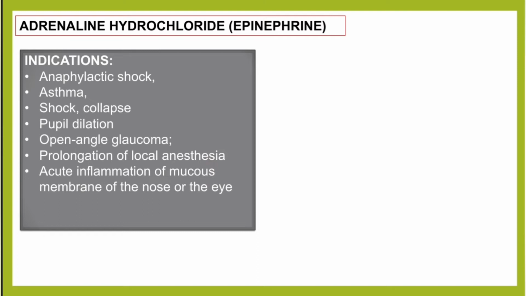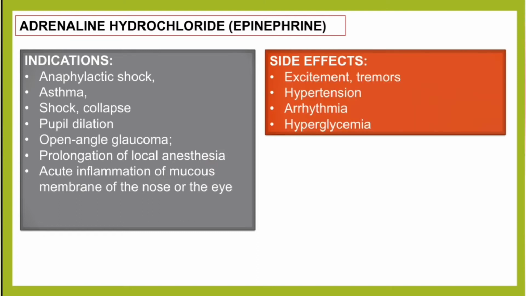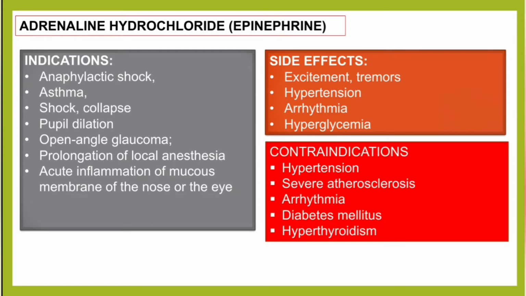Side effects include excitement, tremors, hypertension because it increases blood pressure, arrhythmias, and hyperglycemia because it increases processes like glycogenolysis and gluconeogenesis, the processes which increase glucose in the blood. This drug is contraindicated in hypertension, in severe atherosclerosis, arrhythmias, in diabetes mellitus, and in hyperthyroidism.